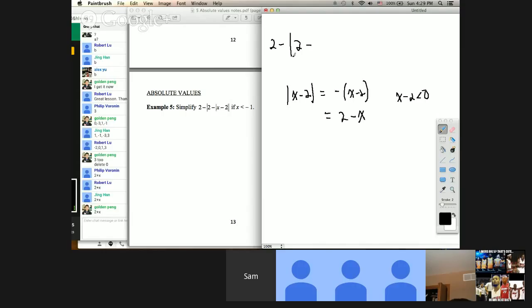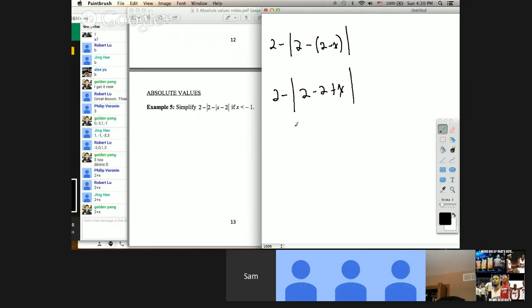Then we can replace this with 2 minus x. So parentheses, 2 minus x, parentheses, and then end it with the absolute value. So this is what we have now. We'll delete that because we already justified it. And then we continue to simplify. So minus 2, and then 2 minus 2 plus x, and then absolute value. And then this continues to simplify to 2 minus the absolute value of x.